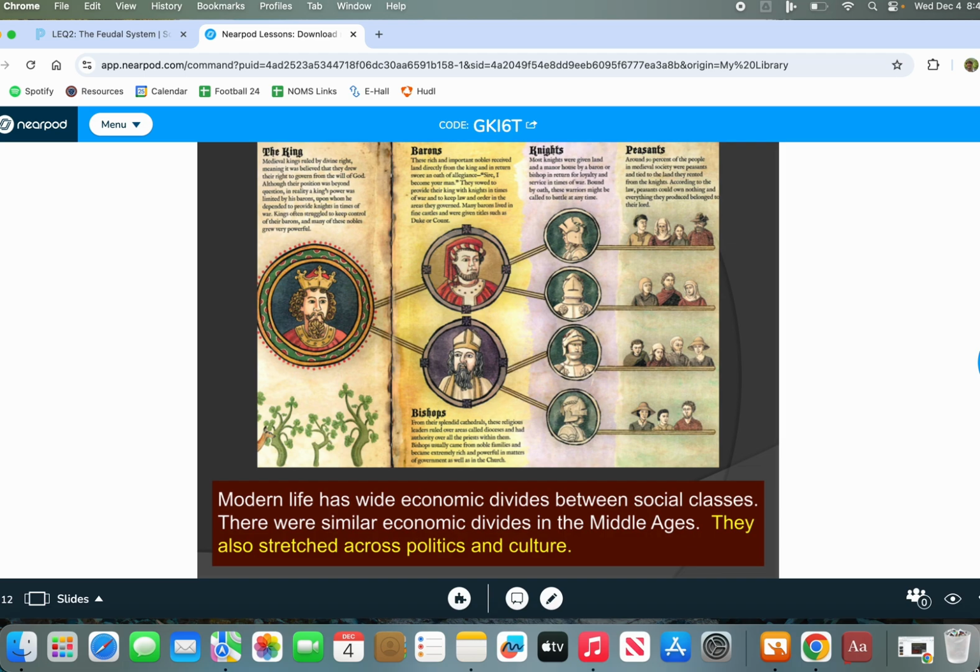Well, unfortunately, it actually could happen now. Or it kind of is, but we don't see it the same way because we have a lot of programs that help people that don't have as much money. Okay, so now when we're looking at this, modern life has wide economic divides between social classes. There were similar economic divides in the Middle Ages. They were also stretched across politics and culture.